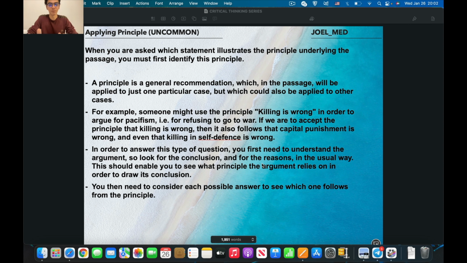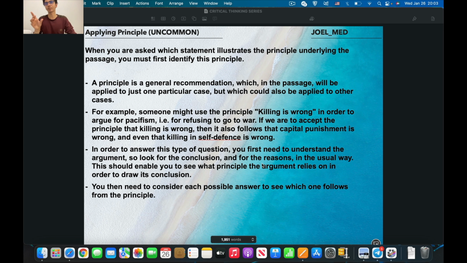So in order to answer this type of question, you first need to understand the argument, so look for the conclusion and for the reasons in the usual way. This should enable you to see what principle the argument relies on in order to draw its conclusions. Then you need to consider each possible answer to see which one follows from the principle.